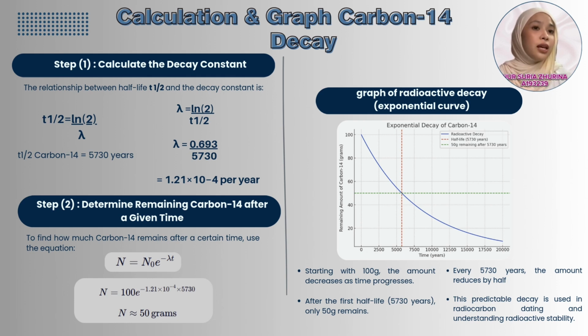Finally, the graph shows the exponential decay curve of carbon-14. Notice how the red dashed line marks the half-life of 5,730 years, and the green dashed line shows the remaining 50 grams after one half-life. The curve reflects how the amount decreases by half at regular intervals.